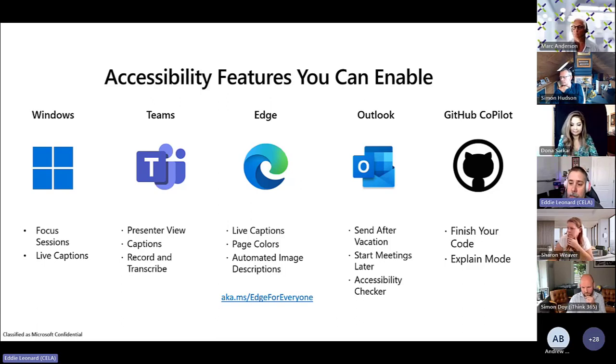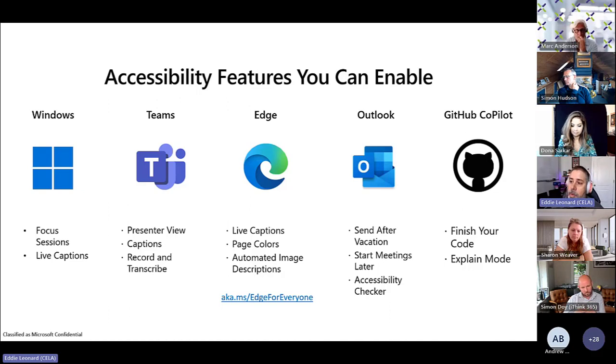Again, Edge, we at Ignite last year launched live captions in Edge, page colors and automated image descriptions. There's a link there, aka.ms/EdgeForEveryone, with the video that our coworker Ann has done with the Edge team that goes over some of those things. Outlook, there's a few there as well. Send after vacation, which is another good one. Start meetings later. Use this all the time. I automatically set my meetings to start 5 minutes after. This is really important for hybrid meetings because you have some folks that are in office and they need that 5 minutes to get from one meeting to the next. I think the pandemic has caused us all to think we can just hang up and go immediately to the next meeting, and we forget about those that are back in the office. And of course, accessibility checker.